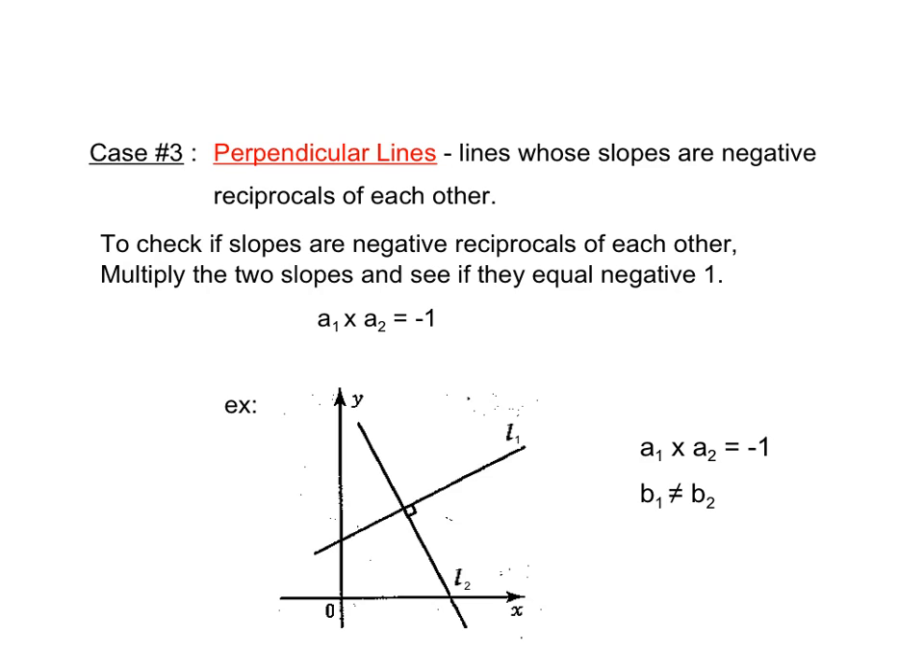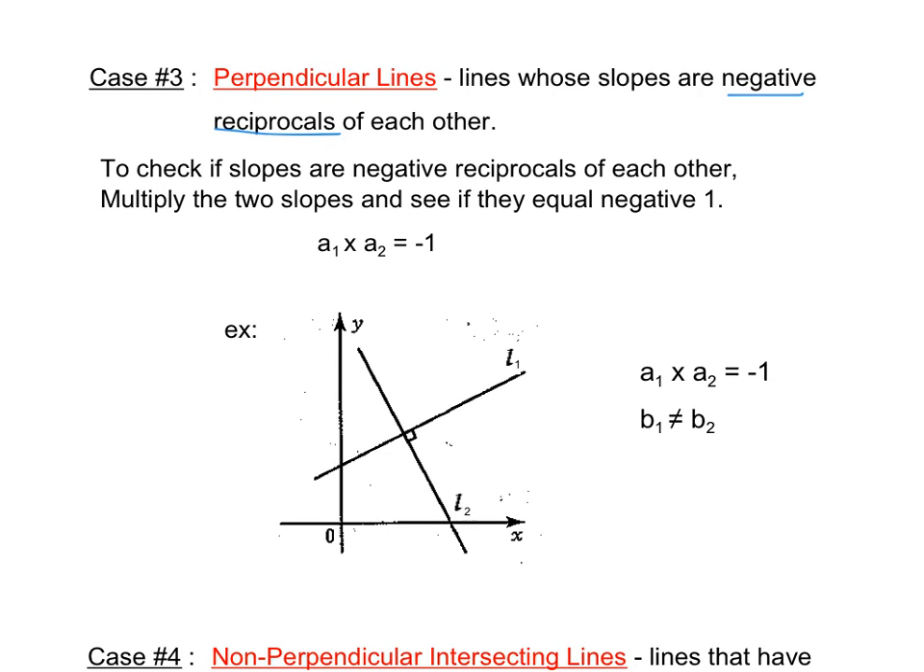The third case are perpendicular lines. So as we've learned about perpendicular lines, their slopes are negative reciprocals of one another. And we've already seen this, but we'll review again. To check if slopes are negative reciprocals of one another, if you multiply the slopes together, they should give us negative 1. So if we have perpendicular lines, their slopes, when we multiply them together, are negative 1.